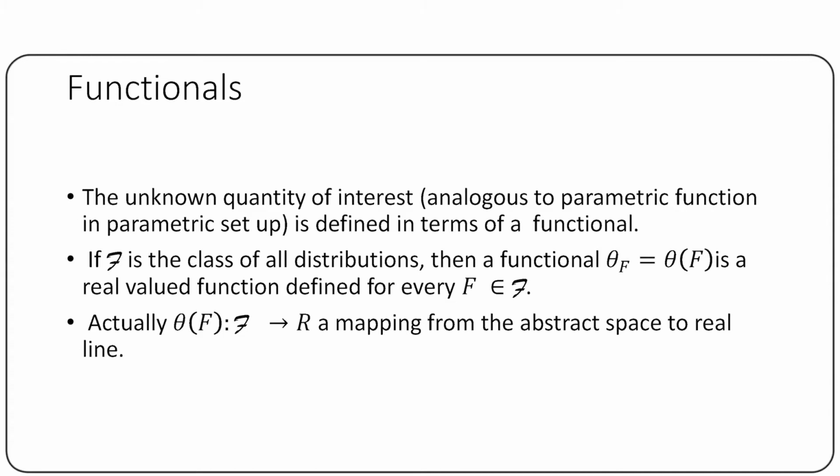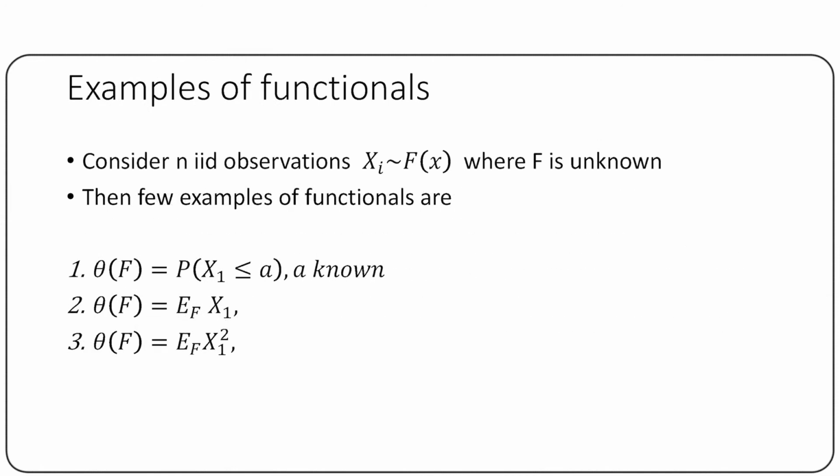In non-parametric inference, the objective is to learn the value of theta(F) for a known functional theta based on IID observations from an unknown distribution function F. Thus, a functional is very much like a function of the unknown distribution function F. Let us explain the concept through some examples.